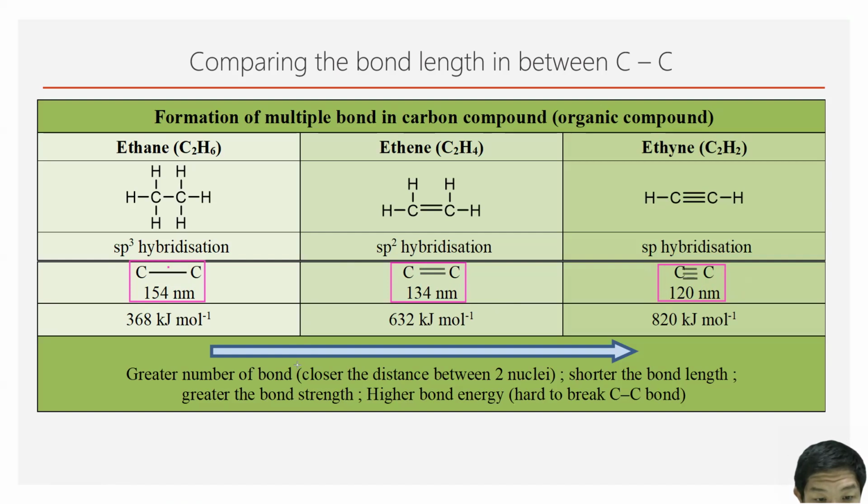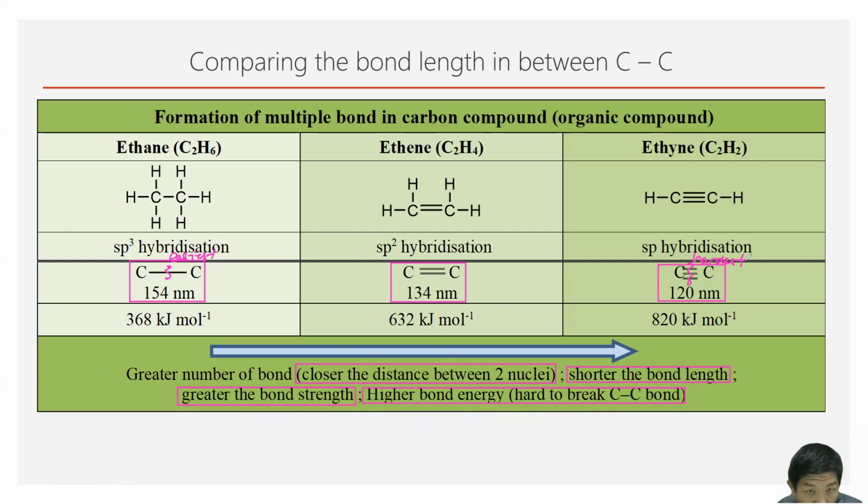Why? Because the distance between the two nuclei becomes closer. When you have a shorter bond length, it indicates that you have a greater bond strength. Therefore, for breaking this covalent bond, you need a higher bond energy. That means it is going to be harder to break, from the C single bond C, which is the easiest to break, to the C triple bond C, which is the hardest to break.